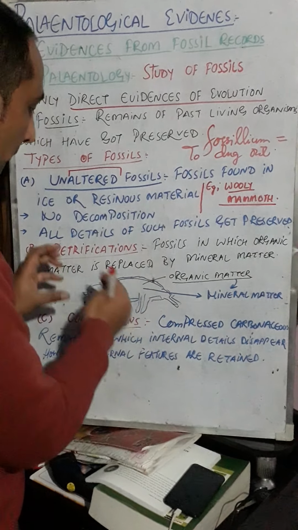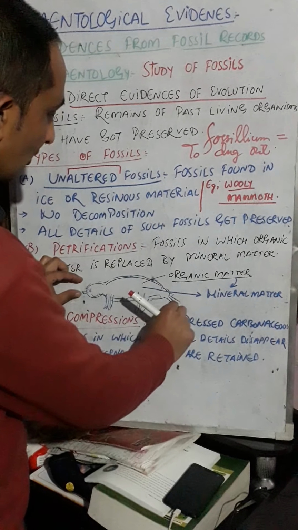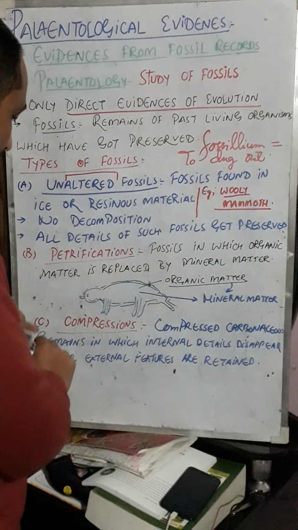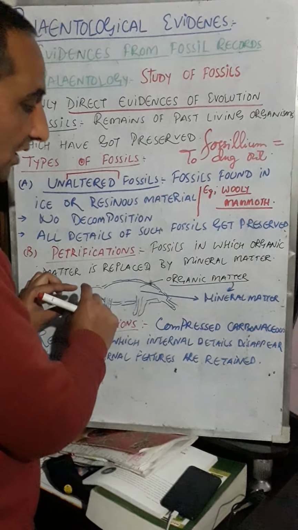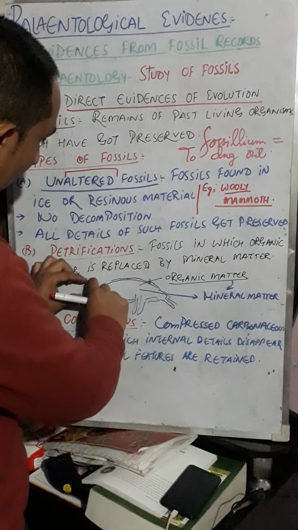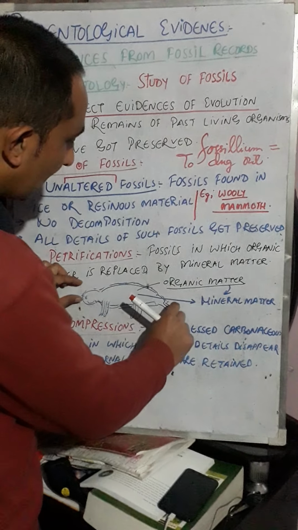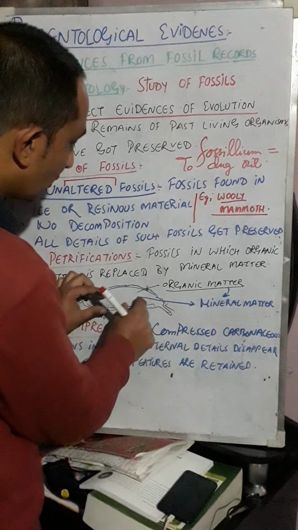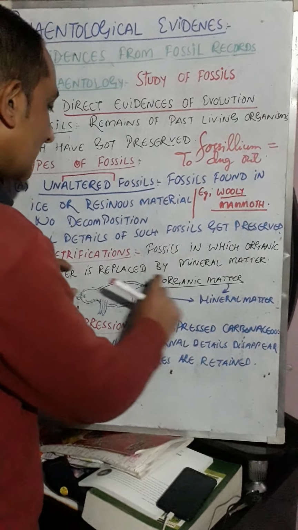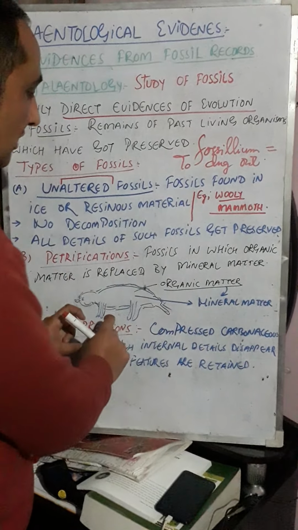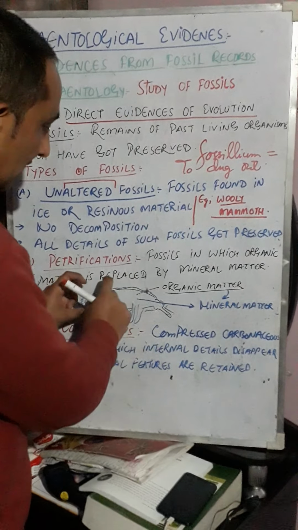What happens in compressions? The outer details of the fossil are preserved. However, the internal details disappear. It means that a compressed carbonaceous layer of matter gets deposited over the body of the organism, and as a result, the external details get preserved and the internal details disappear.